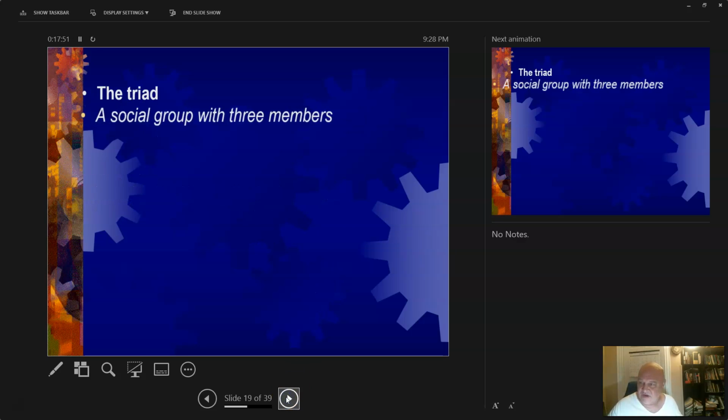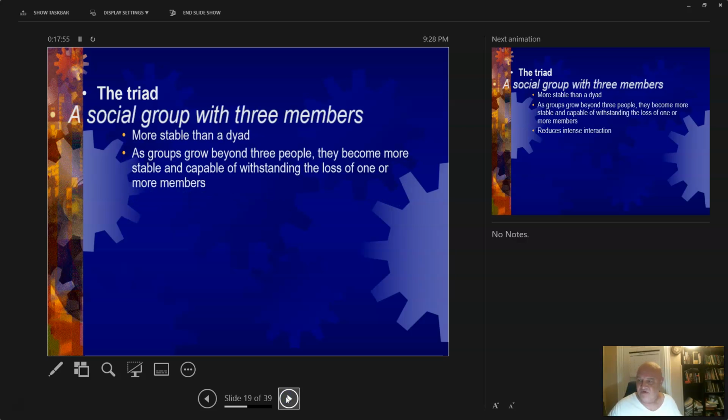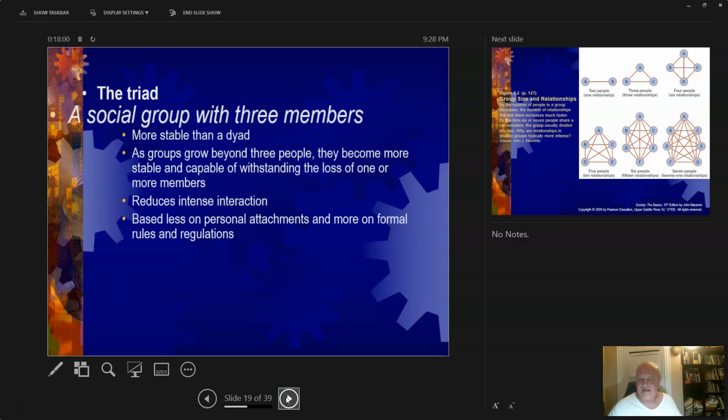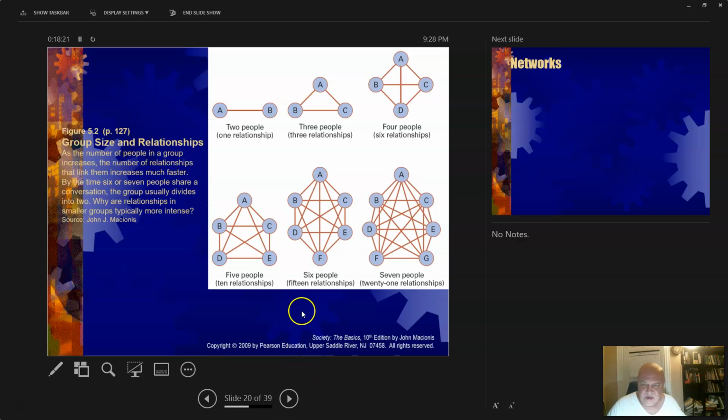A triad is a social group with three members. It's more stable than a dyad, and as groups grow beyond three people, they become more stable and capable of withstanding the loss of one or more members. It's based less on personal attachments and more on formal rules and regulations. As the number of people in a group increases, the number of relationships that link them increases much faster.